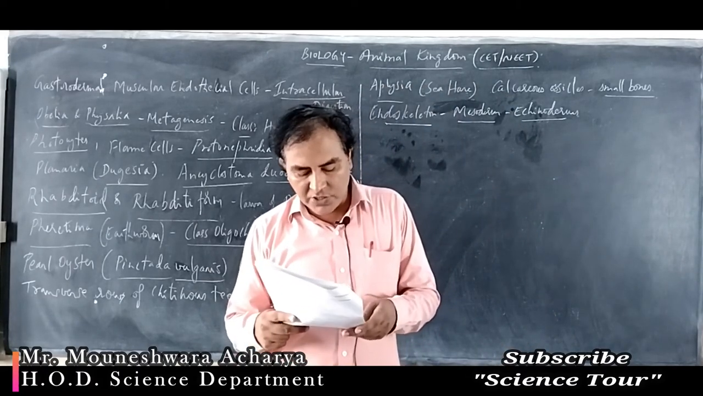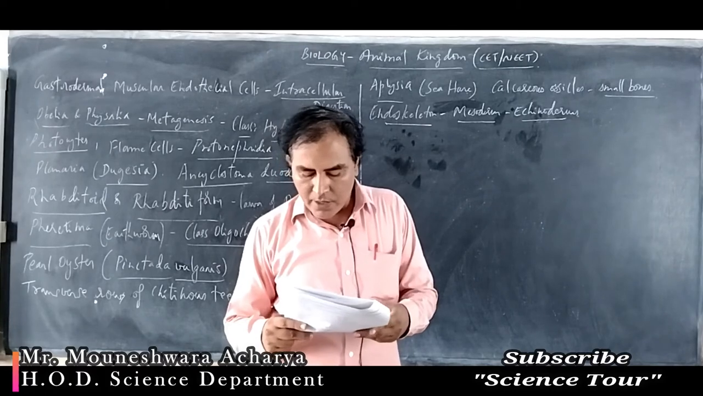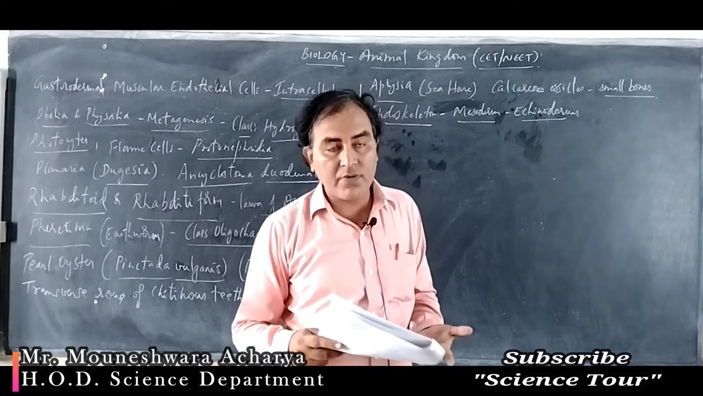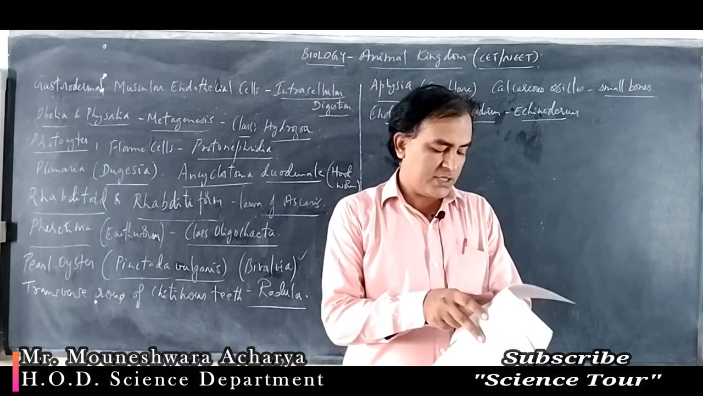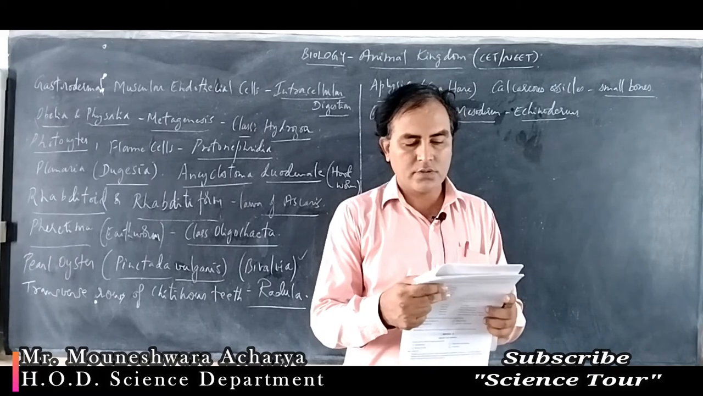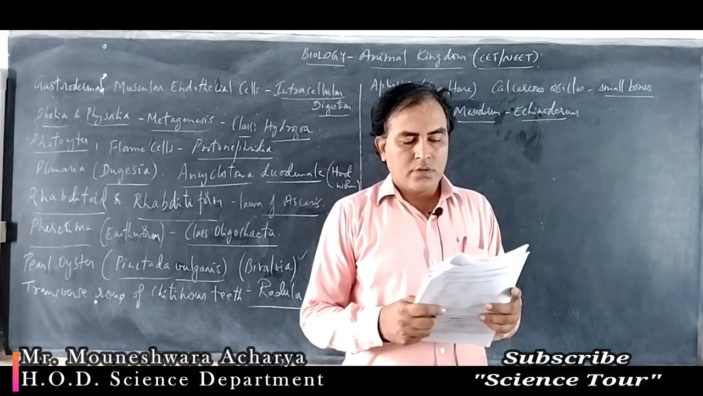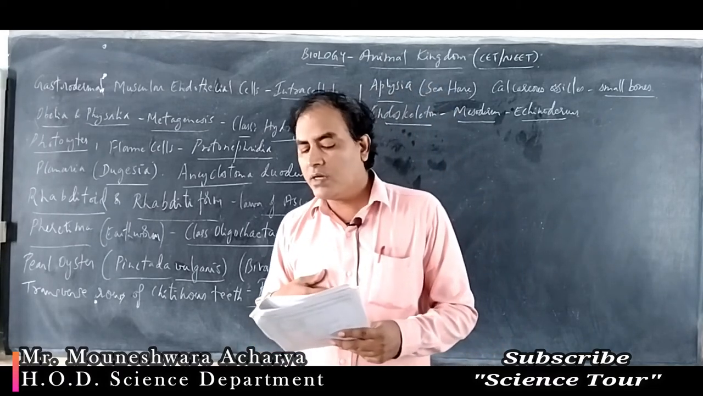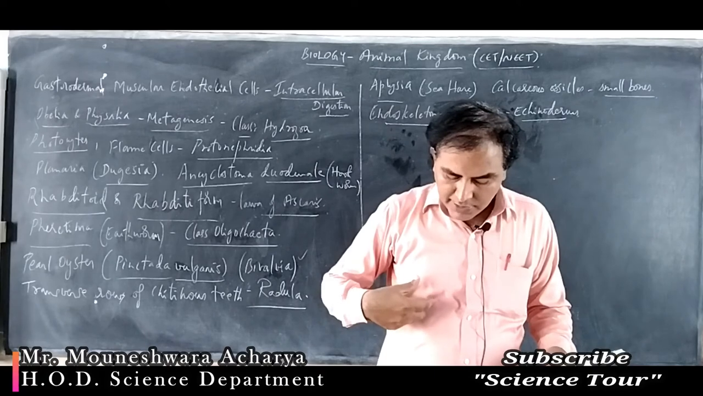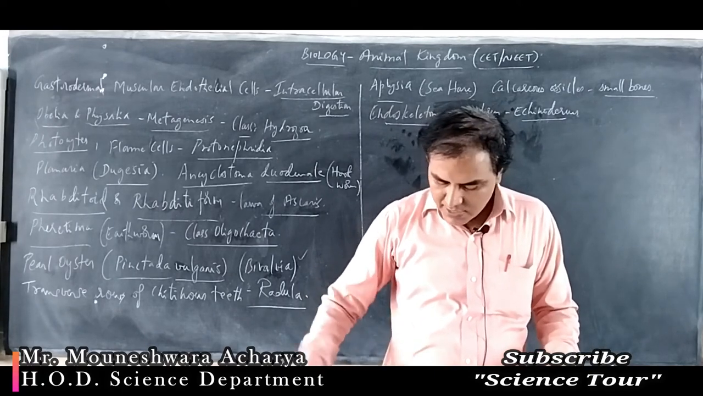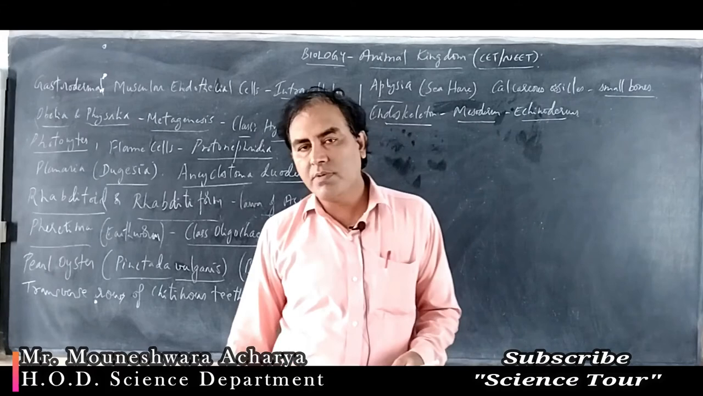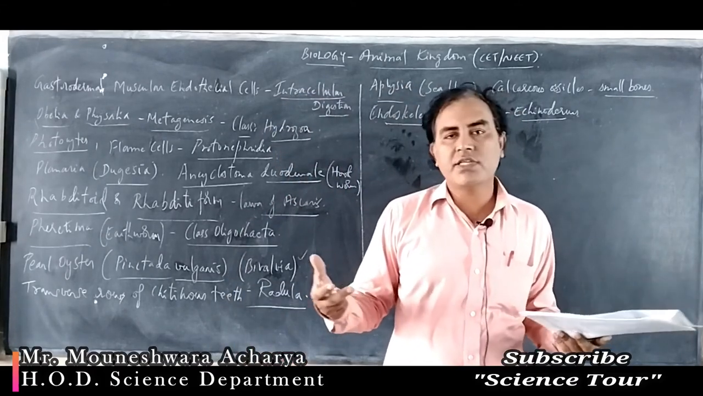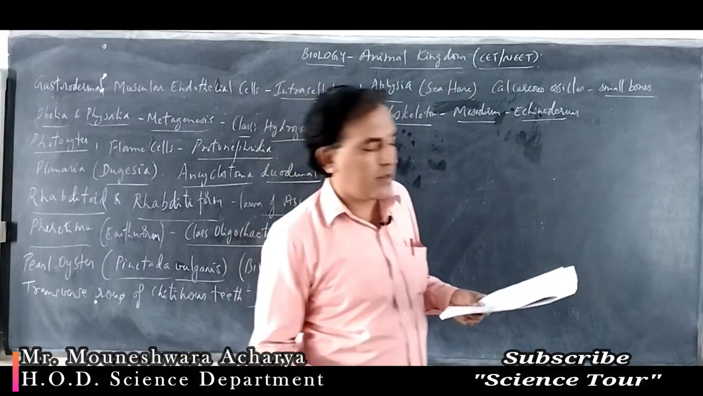Question number 48: which organ system is lacking in the animals that lack a water vascular system, nervous system, excretory system, circulatory system, or sensory system? Just now I told you, it is option 2, excretory system. The excretory products diffuse out of the body from the body tissue into the coelomic fluid, from where the waste is eliminated out from the body.